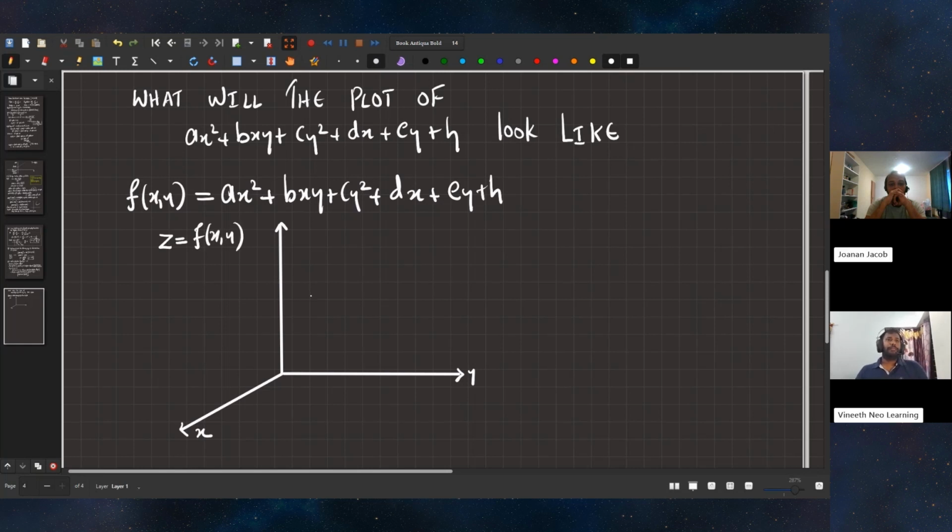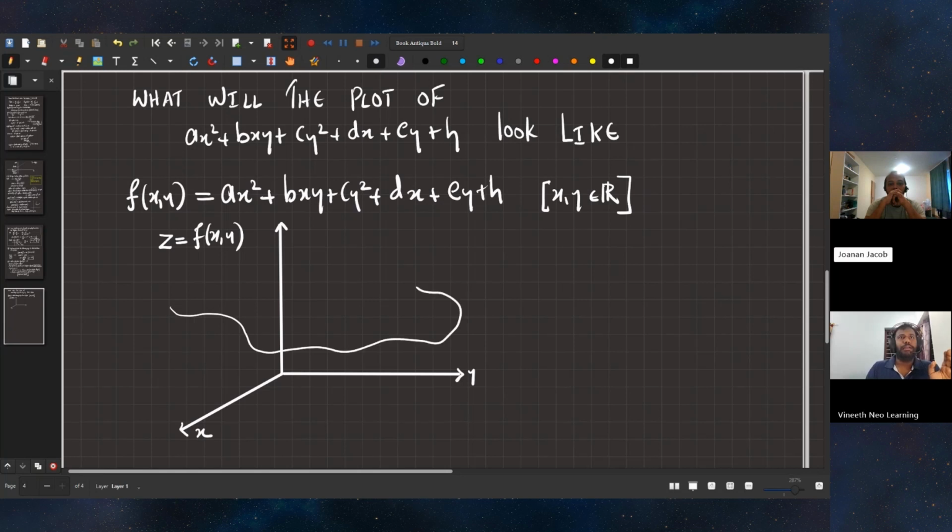Since x and y are reals, we can essentially plug in whatever values we want and find the value of this polynomial. So this will look like a manifold here, something like that, just arbitrary. It can be anything.